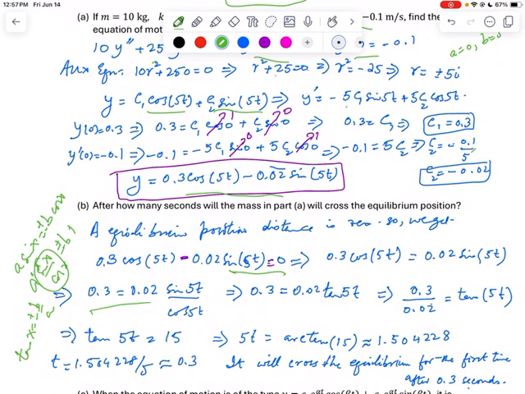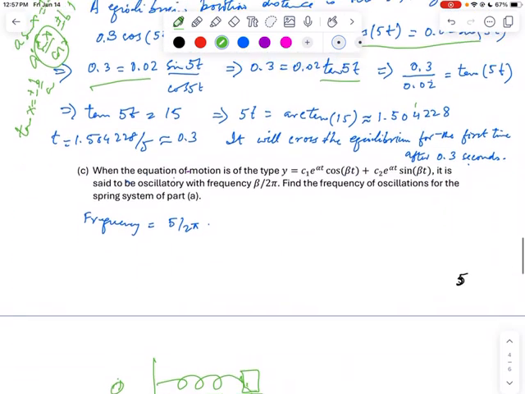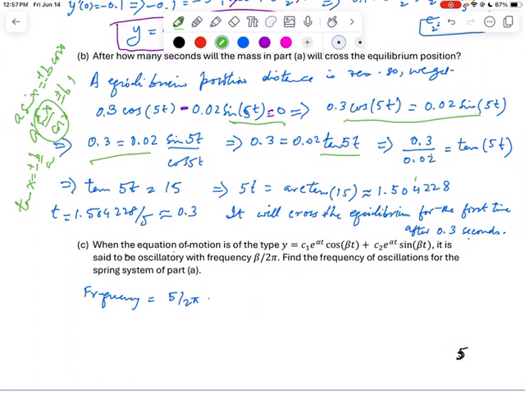So we got up to here. We had this equation and we divided by cosine of 5t. Sine of 5t over cosine of 5t is tangent of 5t. So I end up getting tangent of 5t equal to 0.3 over 0.02, which gives me tangent of 5t is equal to 15. Now if you consider this as theta, so if you have tangent of theta equal to a number, you say that theta is equal to arc tangent of that number on the right, which gives me this value.